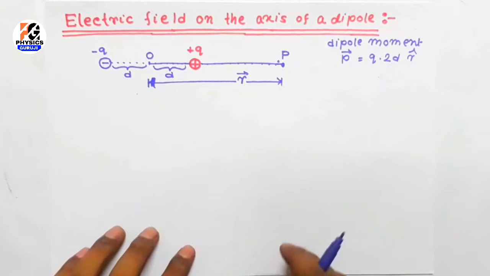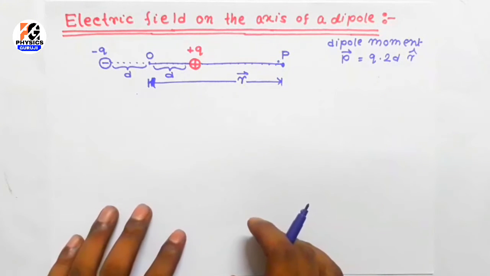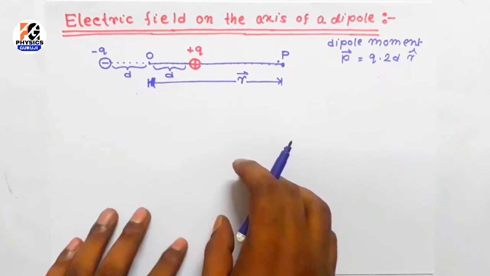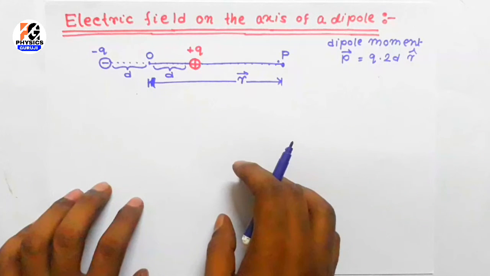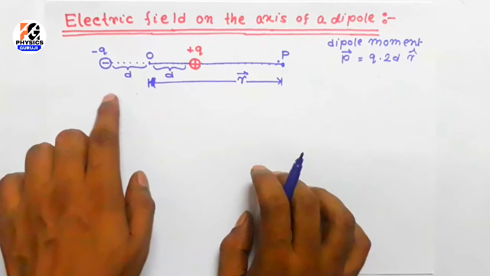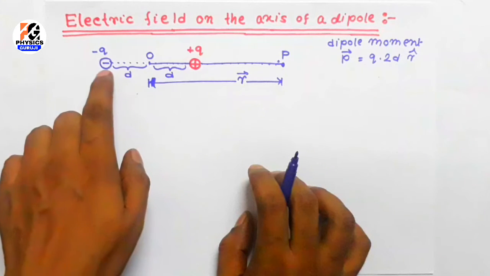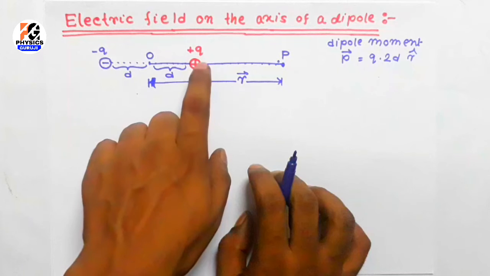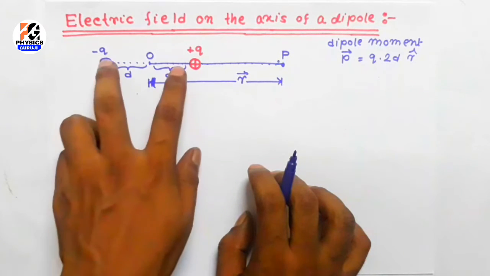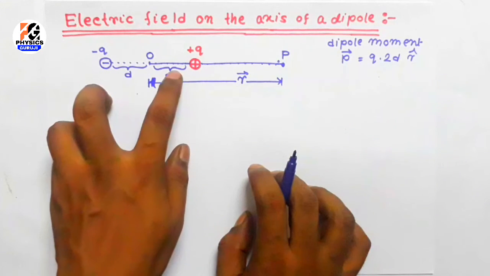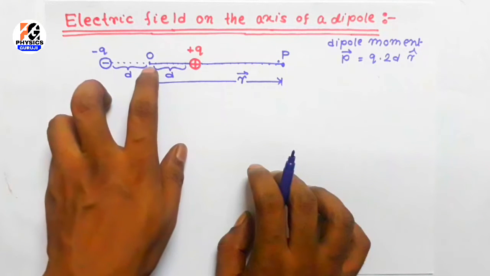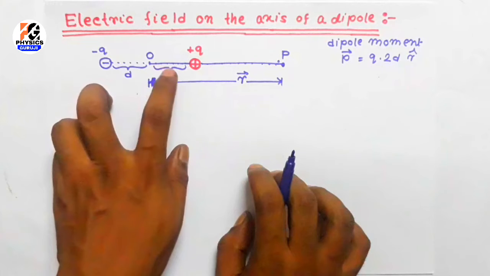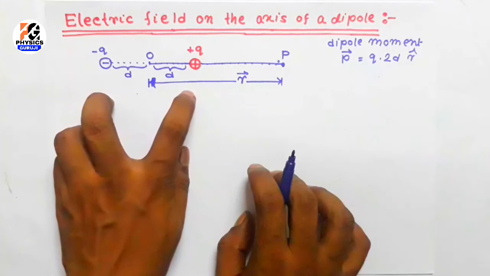Hello students, in today's video I will show you how to find the electric field on the axis of a dipole. So here I have drawn a figure of a dipole, that is, here the negative charge minus q and here the positive charge plus q, and the separation between the two charges is 2d. Here the center of the dipole is O, and any distance from the dipole means the distance from its center.